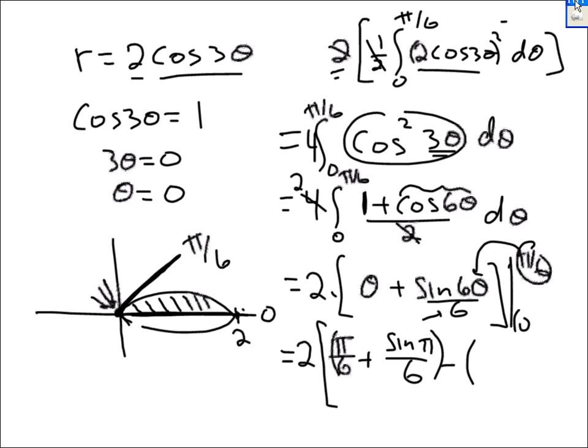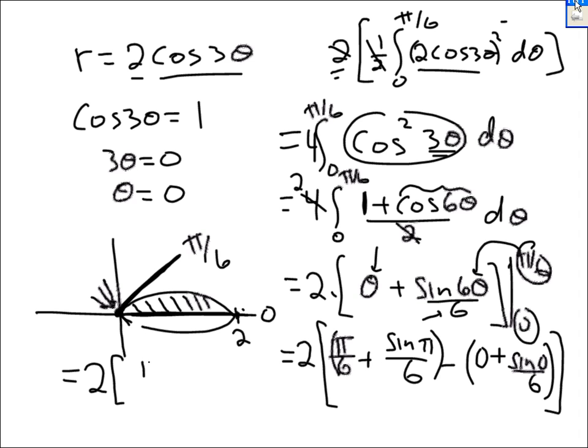Minus, now plug in 0 for theta. Theta is 0 plus 6 times 0 is 0, over 6. The 2 is factored out: pi over 6. The sine of pi is 0, 0 over 6 is 0. And the sine of 0 is 0, 0 over 6 is 0. And of course 0 is 0. So I just get 2 times pi over 6, which is pi over 3. 2 goes into 6 three times. Pi over 3 is the answer.